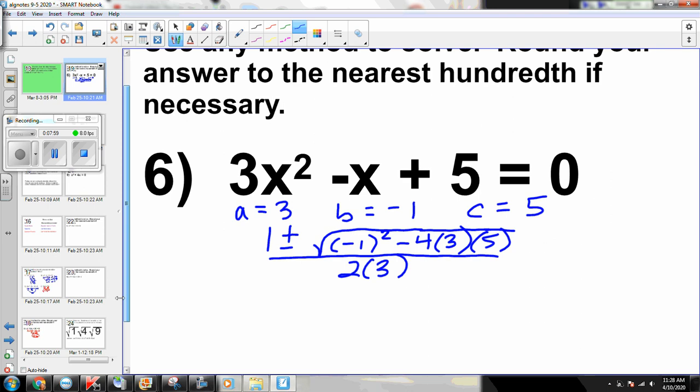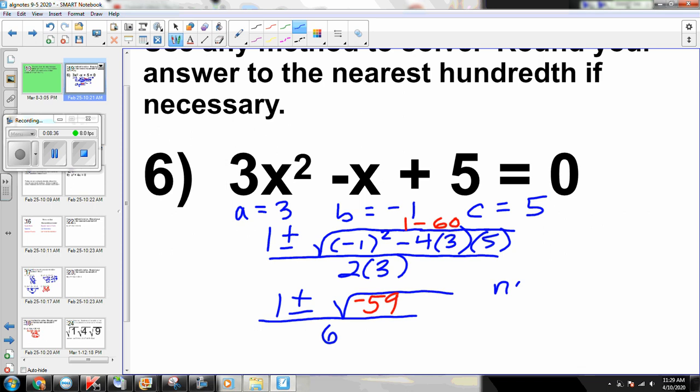All right, so if I simplify this, under the radical I have a negative 1 squared. That's going to be a positive 1. Then I have minus 4 times 3, 12, times 5 is 60. 1 minus 60 is negative 59. I cannot take the square root of a negative, so this is going to be no solution. This is going to be all over 6, but that 6 really doesn't matter because I have the square root of negative 59.